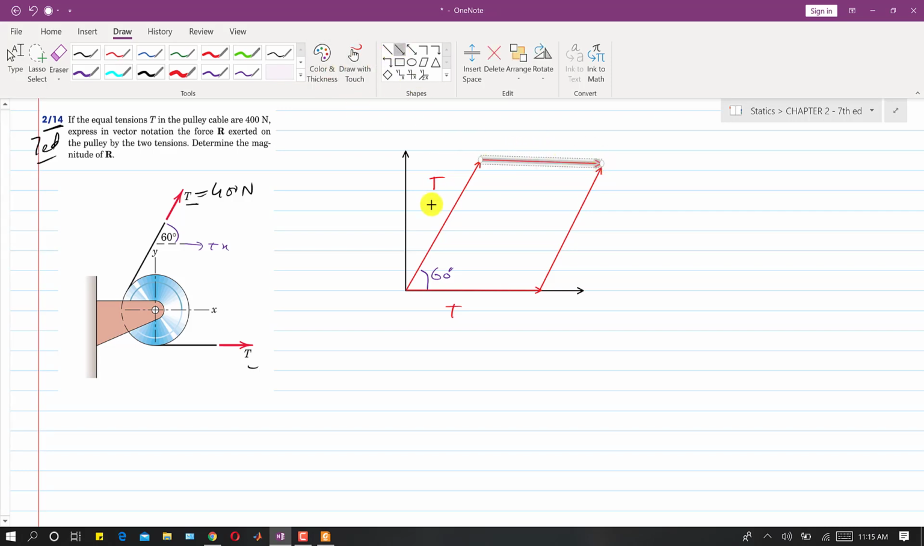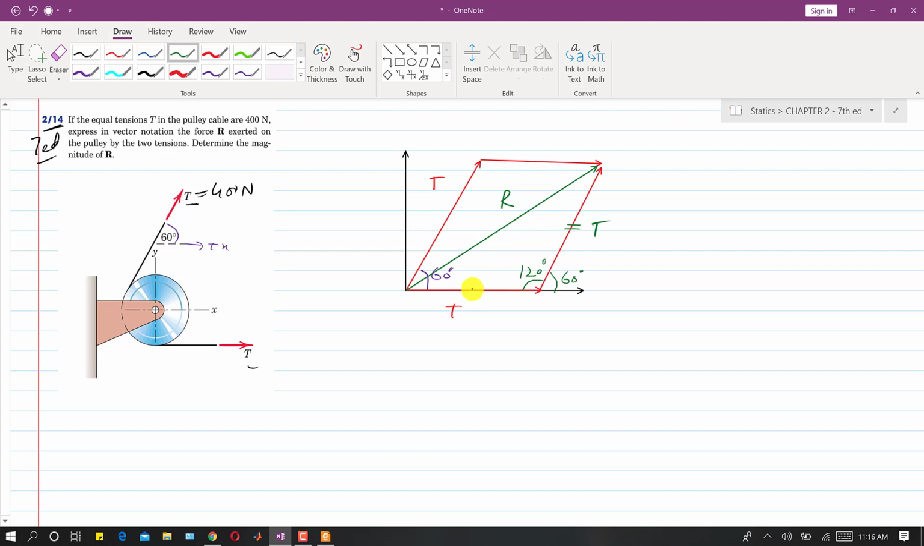So now if we draw the resultant, this will be the resultant. Let me draw it green. So this is the resultant of these two tensions, right? We need to find the magnitude of this resultant, right? So if this is 60, then this is also 60, right? This is again that T force, tension. So if this is 60, then this is 120 degrees. These two are supplementary angles.